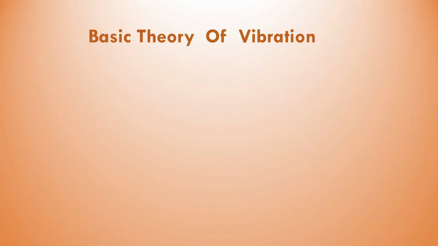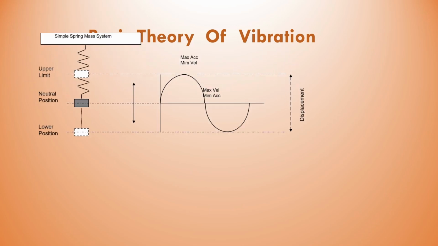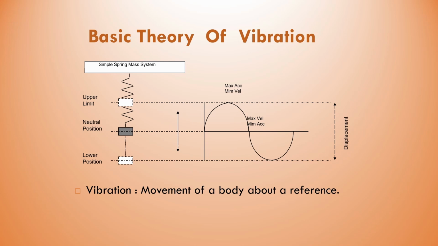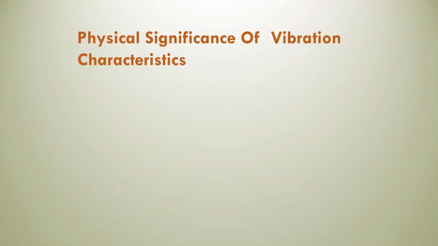The basic theory of vibration revolves around the study of oscillatory motion, particularly the repetitive movement of mechanical systems around a stable equilibrium position. It follows a sine curve. The physical significance of vibration characteristics lies in their ability to provide valuable insights into the behavior, performance, and health of mechanical systems. Here's how various vibration characteristics are interpreted and their significance in practical applications.